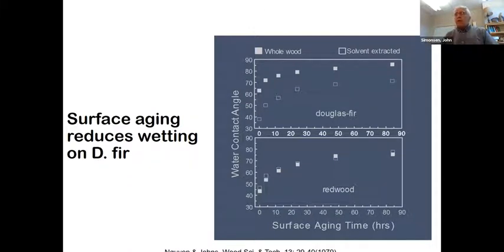Now, some of the things that can happen with wood is you can have surface aging. So this is some experiments that were done. Here you have whole wood, and here you have wood that's been extracted with a solvent. What happens is you remove the extractives. Right? So Douglas fir has extractives, right?